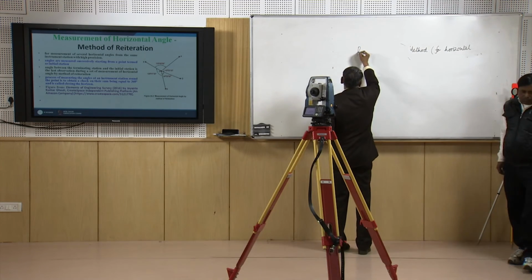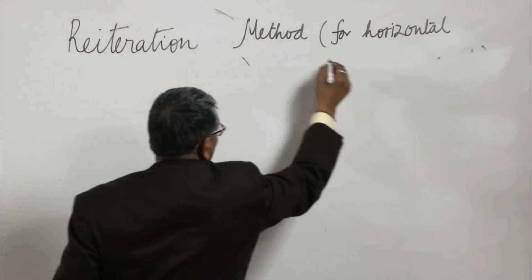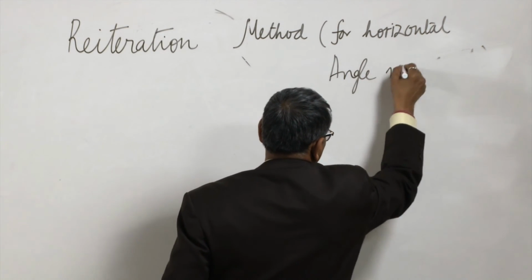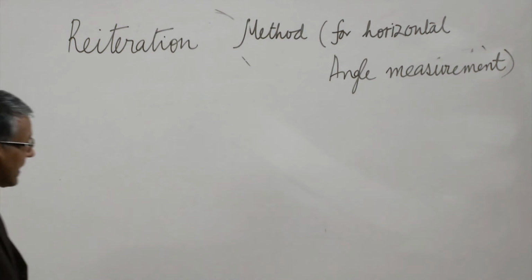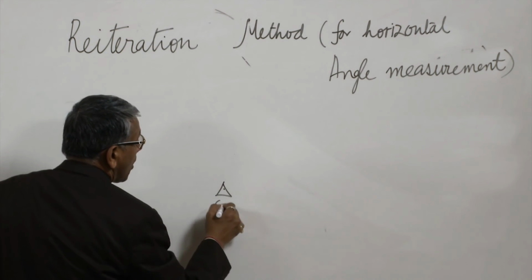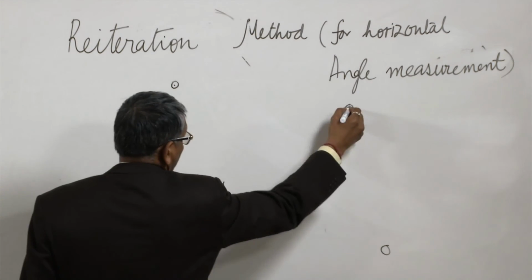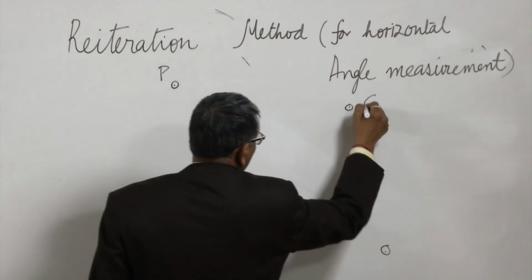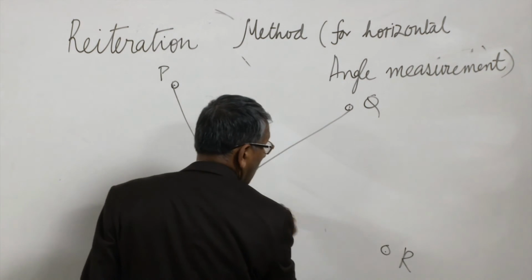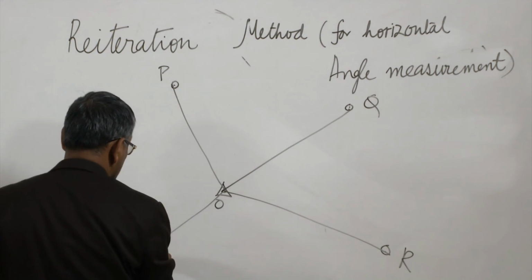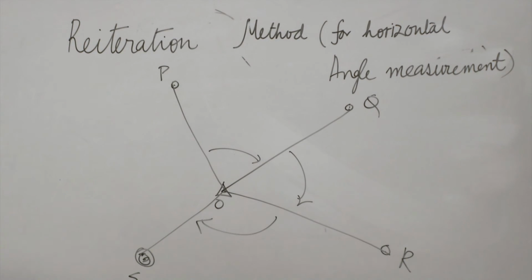Now another method which we generally apply for measurement of horizontal angle is the method of iteration for horizontal angle measurement. Generally, if from the same station we want to find the position angle between a number of objects, suppose P, Q, R, S, and we want to know the angle POQ, QOR, ROS, then we make use of the method of iteration.